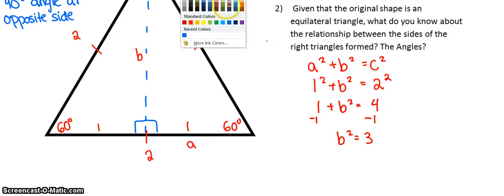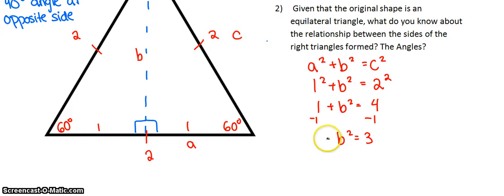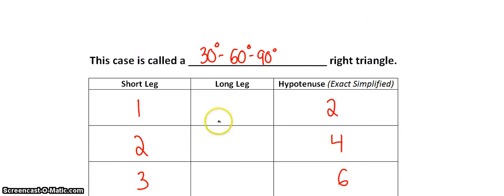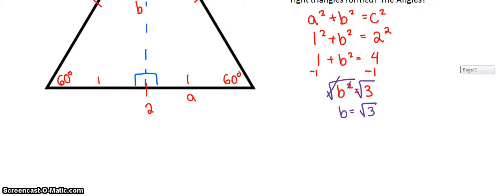Now, in order to get b by itself, the new step we learned is that a square and a square root undo each other. So you take the square root of both sides. That would cancel out the square. So you'd get b equals the square root of 3. And I'm going to leave that as a square root, or leave it in its exact form. So if our sides are 1 and 2, our long leg is the square root of 3.